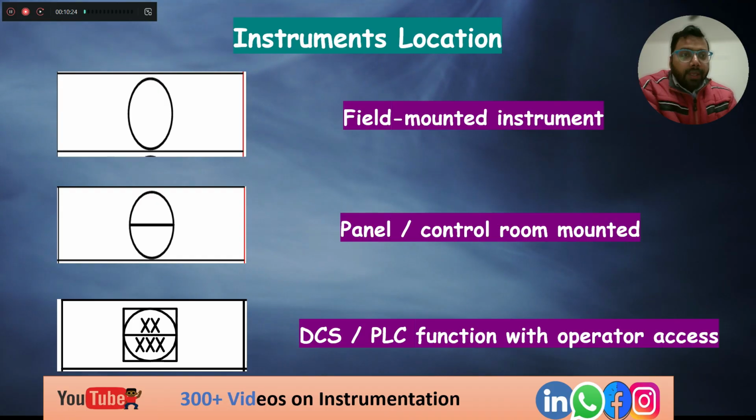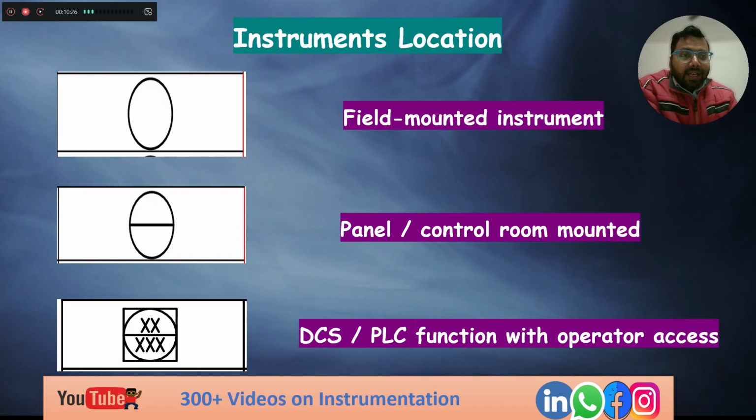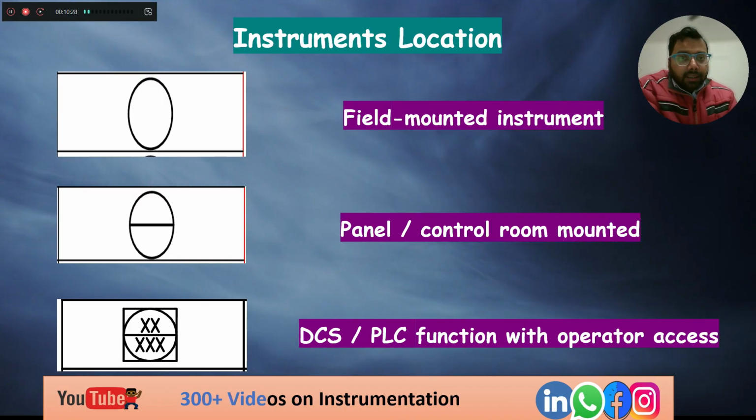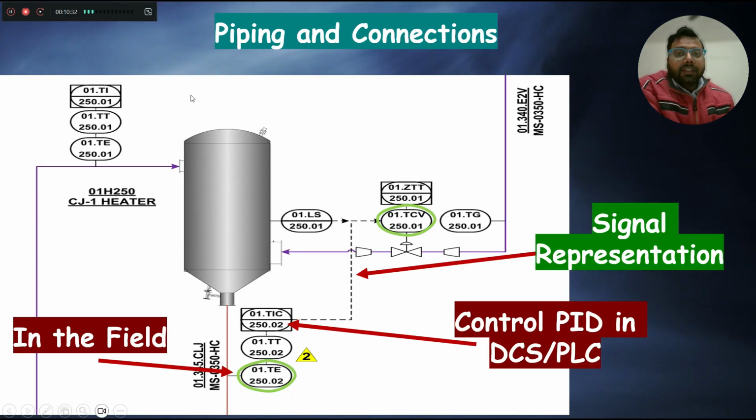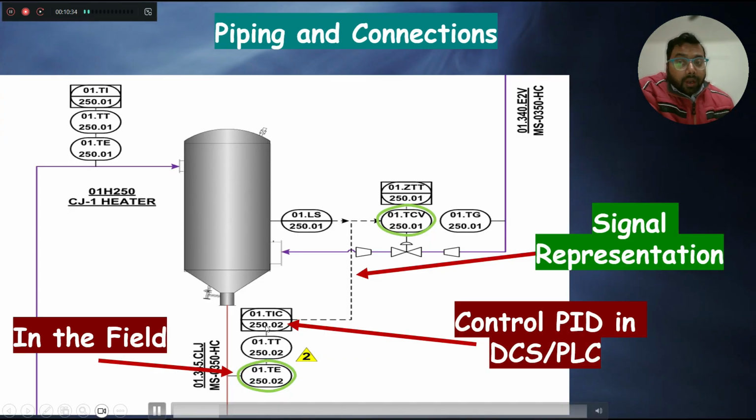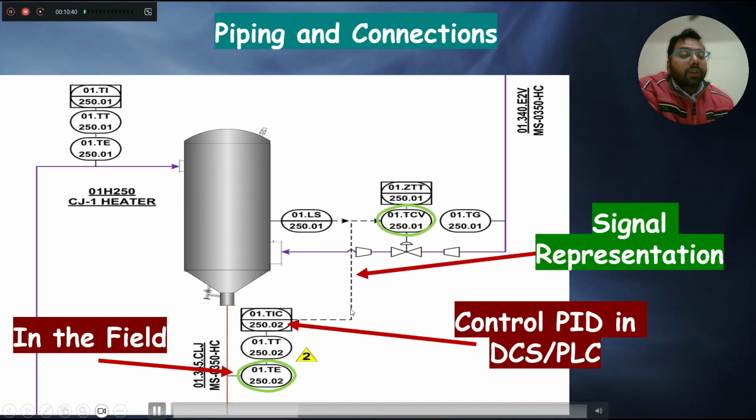I hope till this time everything is clear and things are getting very easy. So next is the piping and the connection. The drawing also represents the kind of signal, as already seen in the previous slides. This dotted line shows the signal representation, and its meaning is electrical signal.